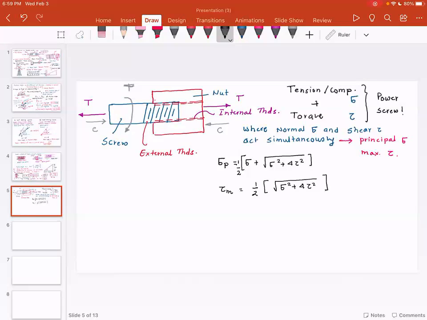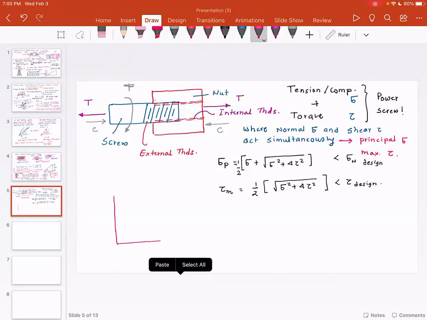So remember these equations. Whenever you have a screw joint that is used for power transmission, you will use the principal stresses and make sure the principal stress is less than the design normal stress, and the maximum shear stress is less than the design shear stress.